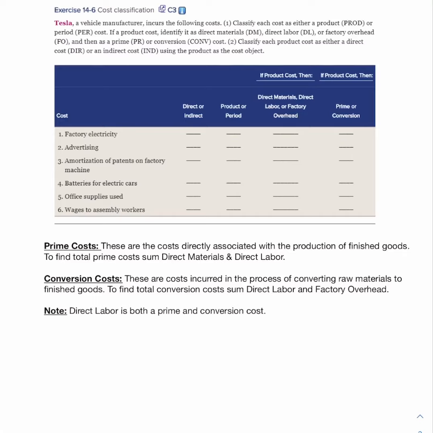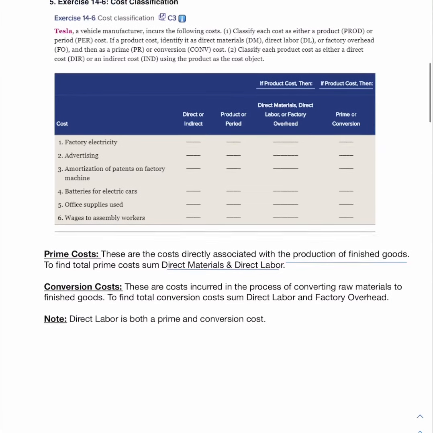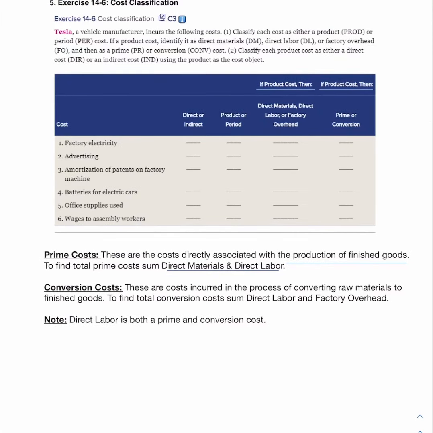So prime costs, these are the costs that are going to be directly associated with the production of finished goods. To find our total prime cost, we simply take direct materials plus direct labor. That is a very important formula you will need to know from now until the end of the semester. So I'm going to write it down here just so it stands out. So prime costs equal direct materials plus direct labor.